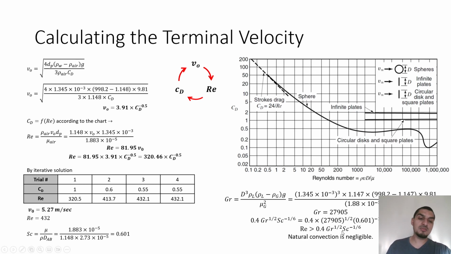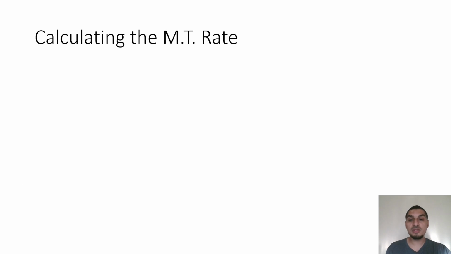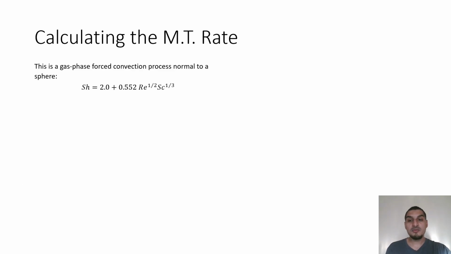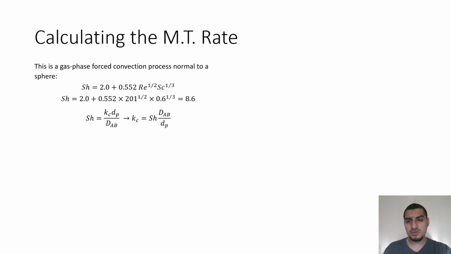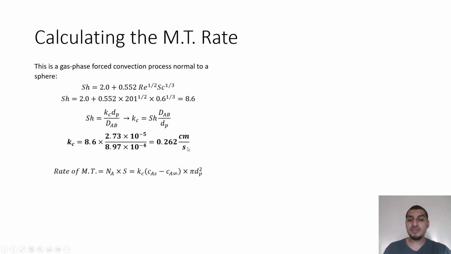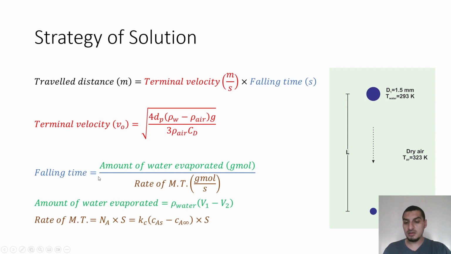If this condition is valid, then natural convection is negligible and the effect of forced convection is dominant, and in this case you can calculate the mass transfer coefficient using this equation. I know the Reynolds number, I know the Schmidt number, so I can calculate the Sherwood number. From the Sherwood number, I already know dP, and I know the diffusion coefficient. So Kc can be calculated to be 0.262, and then I can calculate the rate of mass transfer using this equation. I know Kc, and let's go back to the slides, the solution steps.